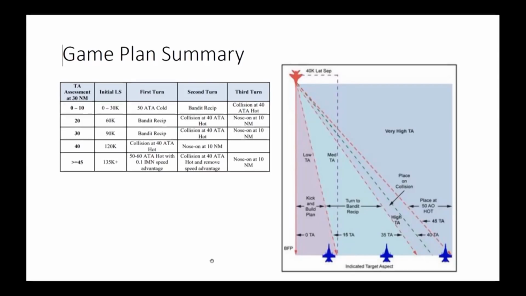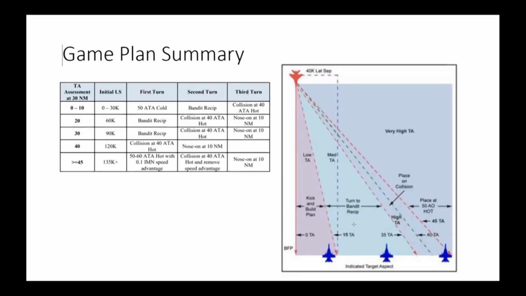So now let's summarize what we've learned about the target aspect game plans. There's 4 of them. The low aspect game plan, between 0 and 15 target aspect. That's the kick and build game plan. You're within the 40,000 foot of lateral separation goal. So we kick out 50 degrees antenna track training angle until we've achieved 40,000 feet of lateral separation. Then we assume the bandit's reciprocal until we reach our collision bearing of 40 degrees target aspect, assume our 40 degrees right angle off, and drive to the 10 nautical mile point.